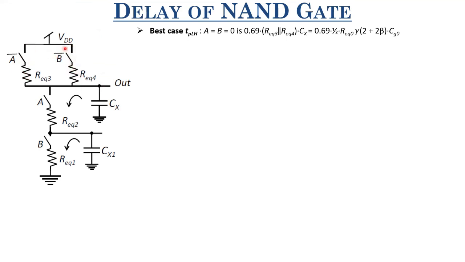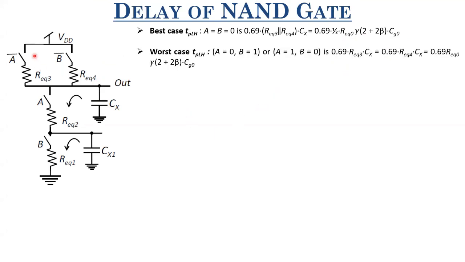In that case, what exactly is the equivalent resistance? It's R equivalent 3 parallel R equivalent 4, right? And what is the output load capacitance? It's Cx. So what's the best case TPLH? It's 0.69 times half R equivalent 0, and then the value of Cx, which is (gamma 2 plus 2 beta) times Cg0, which we calculated earlier. Now, what is the worst case TPLH? In the worst case, either this is conducting or this is conducting, and the other switch is not connected. So that would be simply 0.69 R equivalent 3 Cx or 0.69 R equivalent 4 Cx, and that would be 0.69 R equivalent 0 times Cx, which is (gamma 2 plus 2 beta) times Cg0. Now, why exactly is it R equivalent 0? Because we have sized them such that their resistances are equal to R equivalent 0.